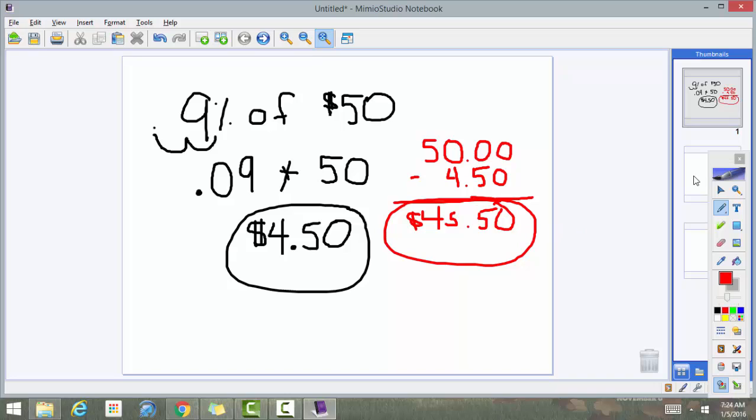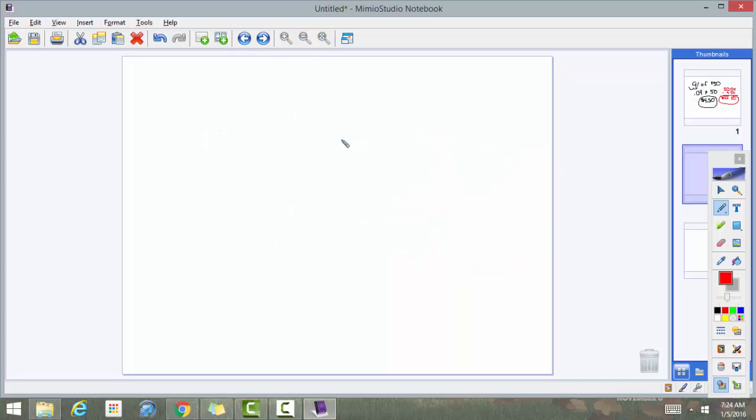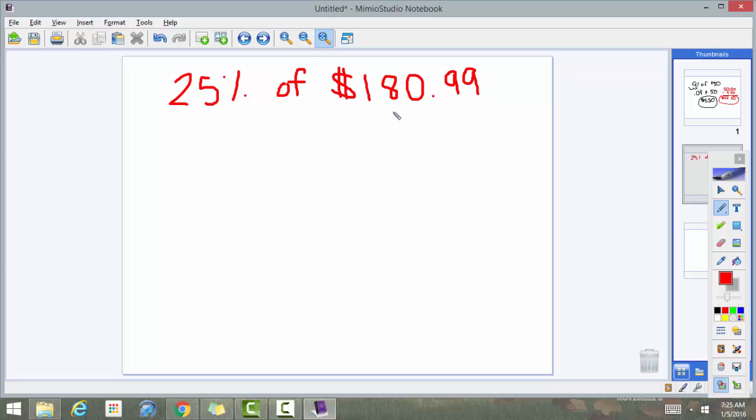Let's try it again, but with a different method called the proportion method. If I'm going to shop for a new pair of Kobe Bryant shoes, which are quite expensive. So let's say it's $180.99. But I have a coupon that's saving me 25%, which is pretty good off of a new pair of Kobe shoes. This becomes my problem again. What is 25% of $180.99?